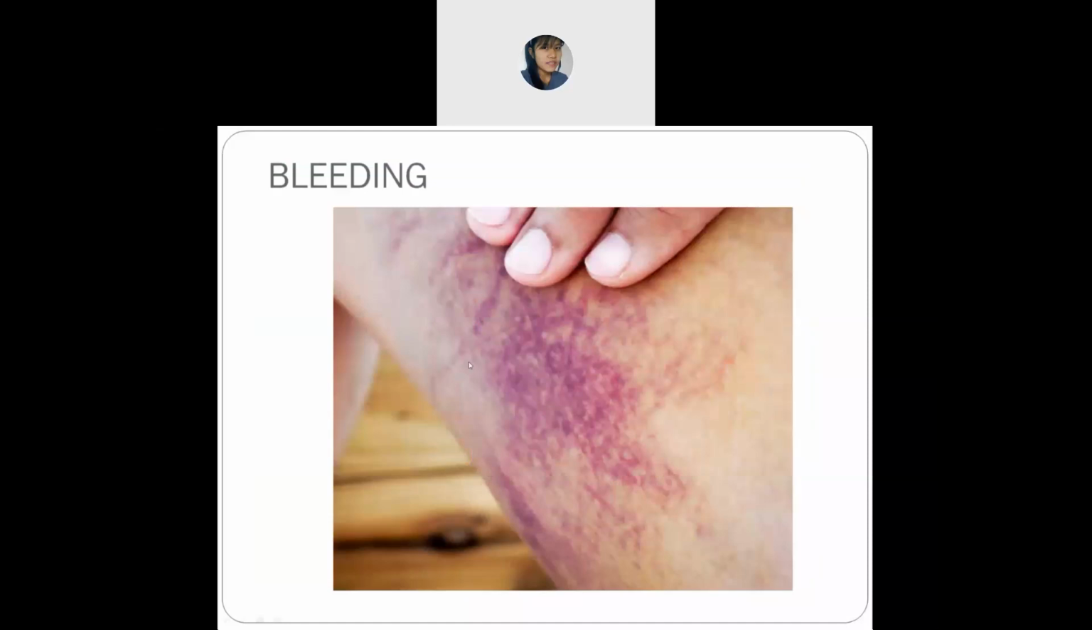Next is bleeding. The superficial veins are bleeding inside, so it will appear like this. And the skin may burst also. Just within the skin, it will burst out. And all these people need some medical attention. Bleeding.